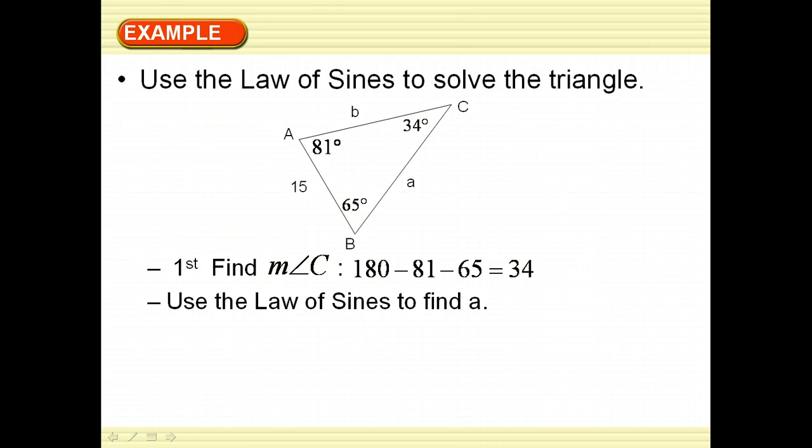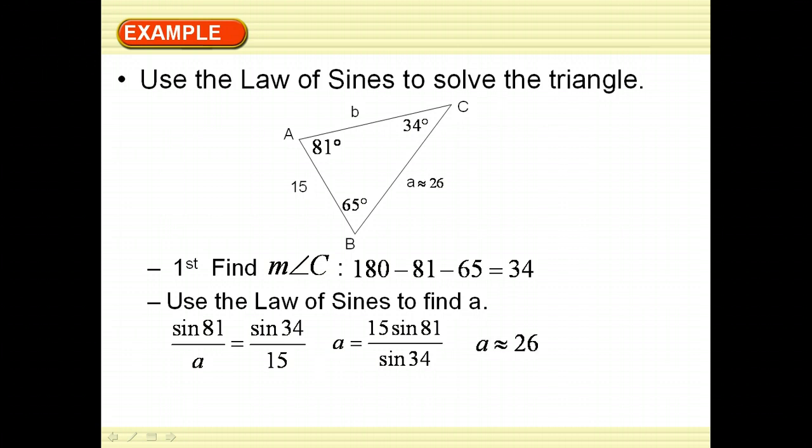What I know is that the sine of angle A, so the sine of 81 degrees, is to a as the sine of, let's say, angle C, 34 degrees, is to the length of c, which is 15. So I have the sine of 81 is to a as the sine of 34 is to 15. So a then becomes 15 times the sine of 81 divided by the sine of 34 when we solve our proportion, and we find out that that is approximately 26.